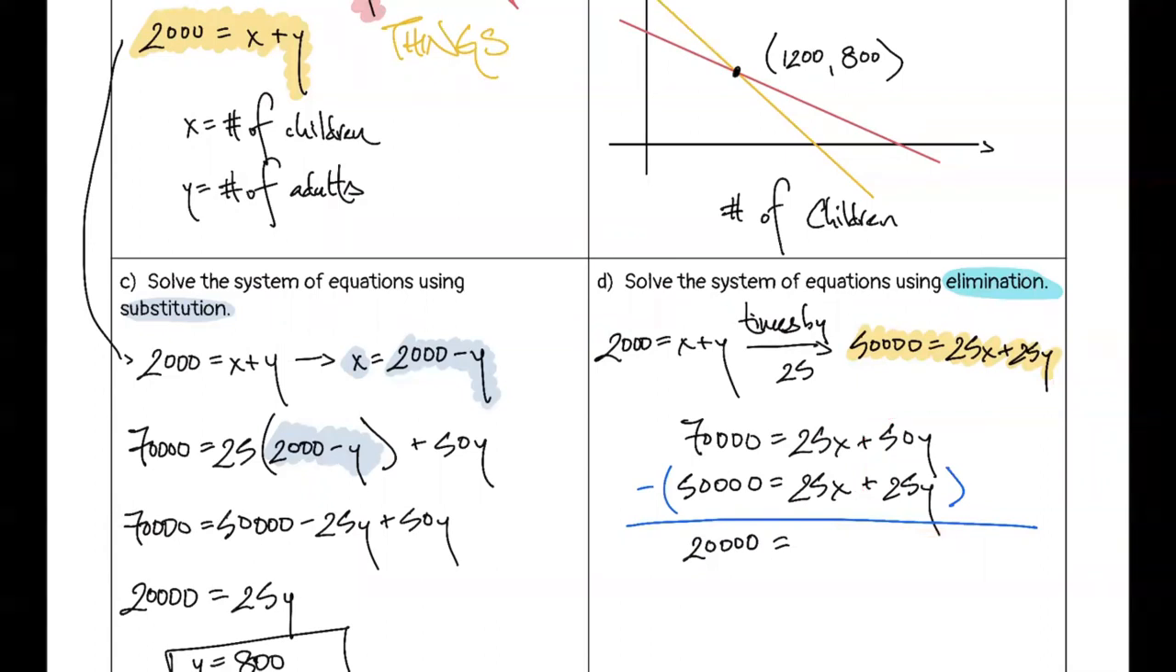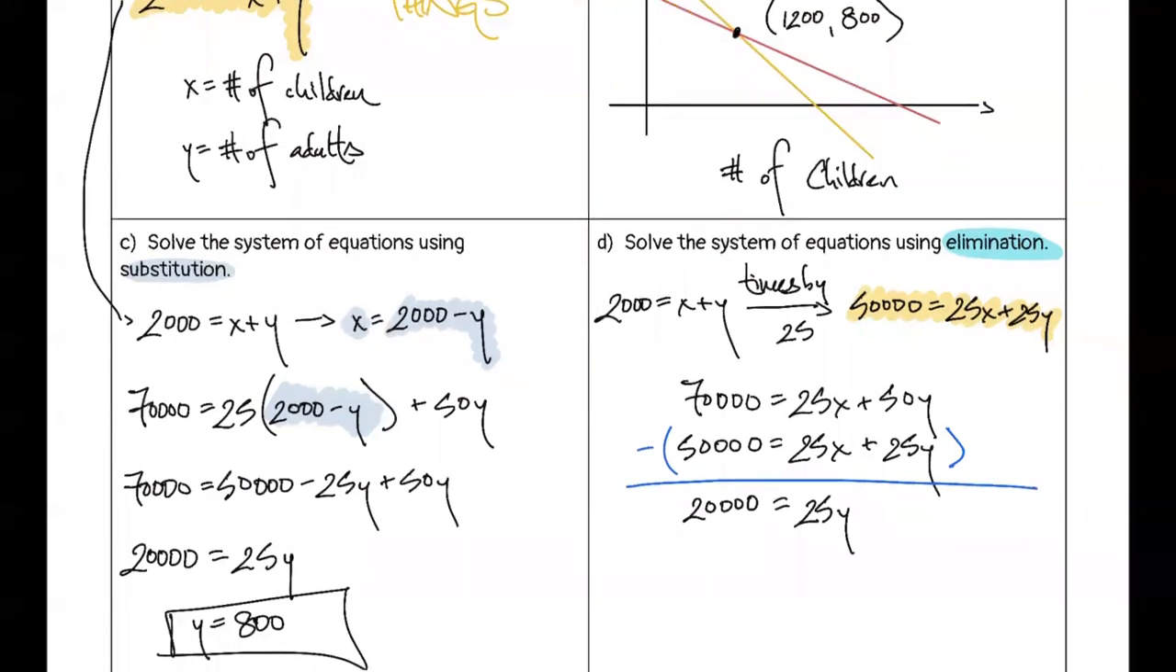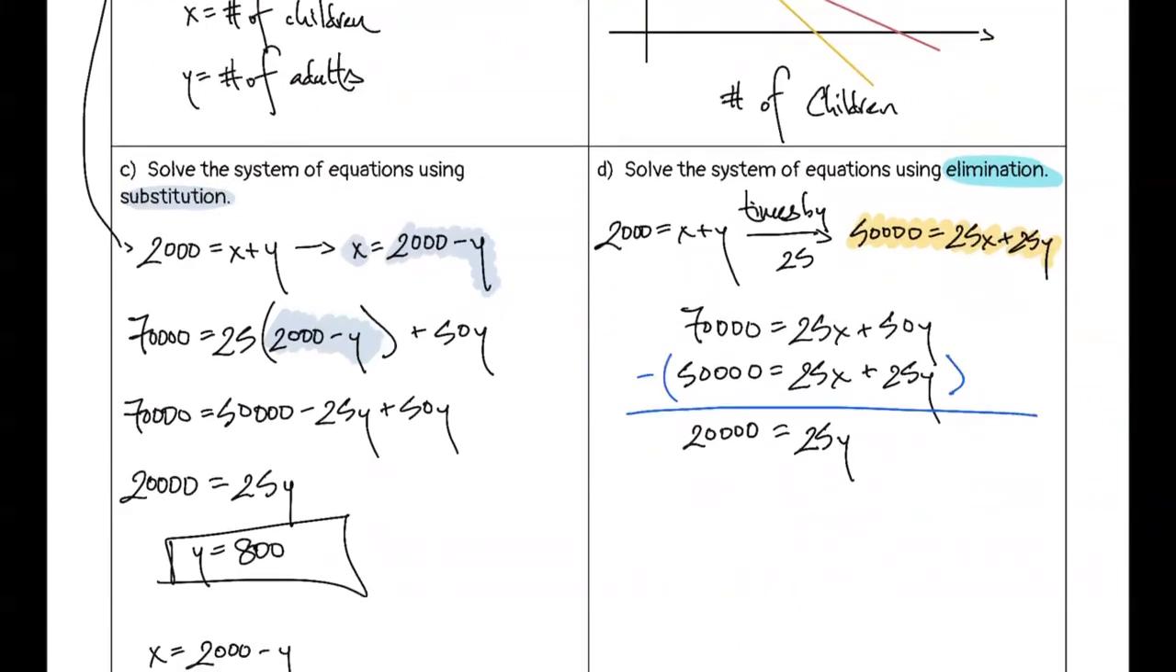25y. Good. I've had more than one student write that as 75y. Why would they think it would be 75y? Because they didn't look at the subtraction symbol and they just looked at the addition. Exactly, right? So this negative is distributed to everything in here, and you got to make sure you're actually subtracting, okay? But here we can see we end up with the same thing that we had over here. We're going to end up with y equals 800.